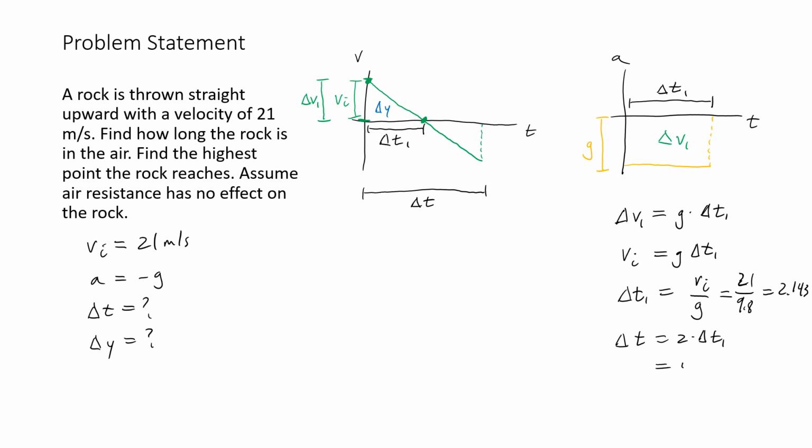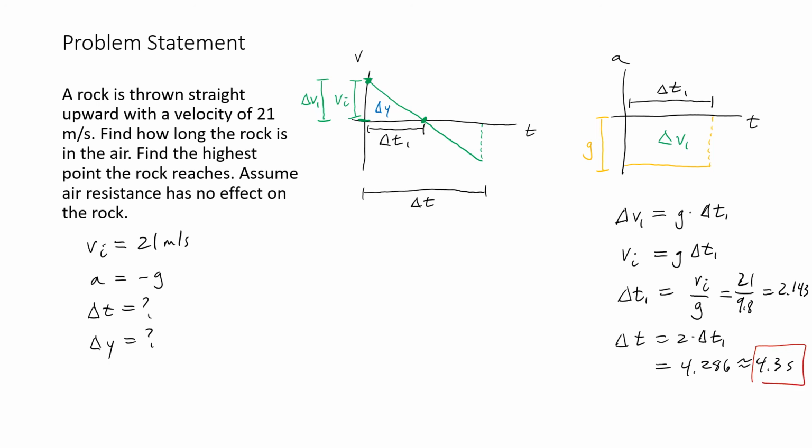Plugging in the numbers here, we'll have 4.286, which rounding would be 4.3 seconds. So this is the answer to our first question that we were trying to figure out.